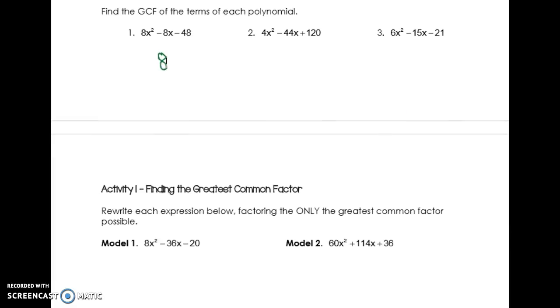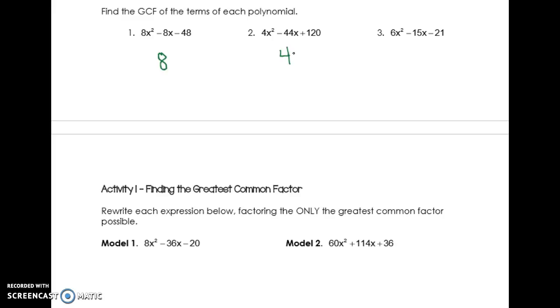In the second one, we have 4x squared minus 44x plus 120. So I'm seeing a 4 here, and that's kind of tipping me off that maybe 4 is my greatest common factor. So 4 definitely does go into 44, and it definitely goes into 120 as well. So my greatest common factor would be 4.